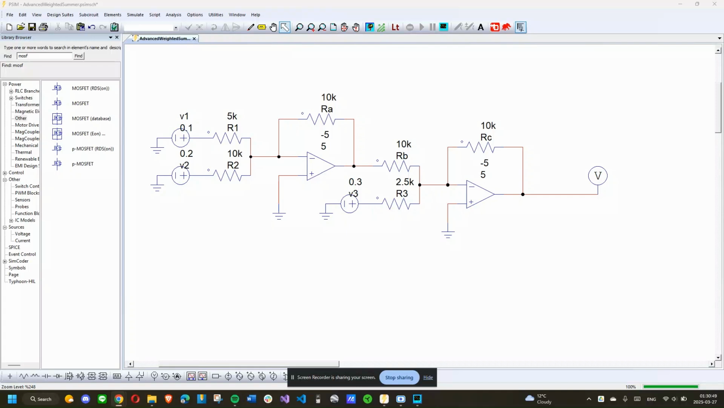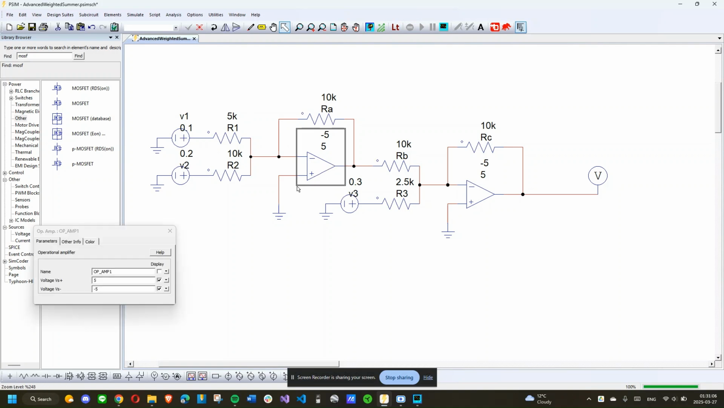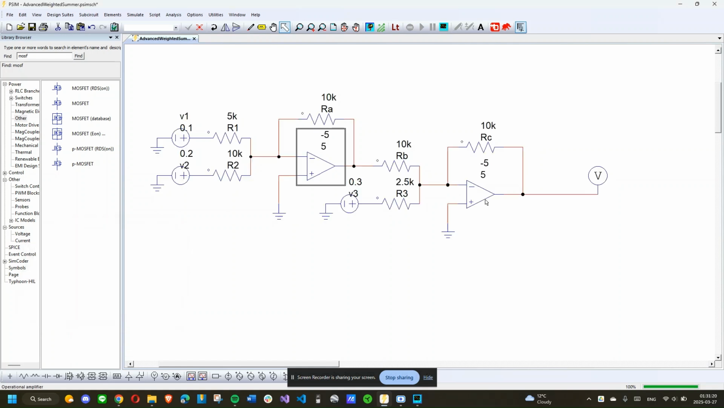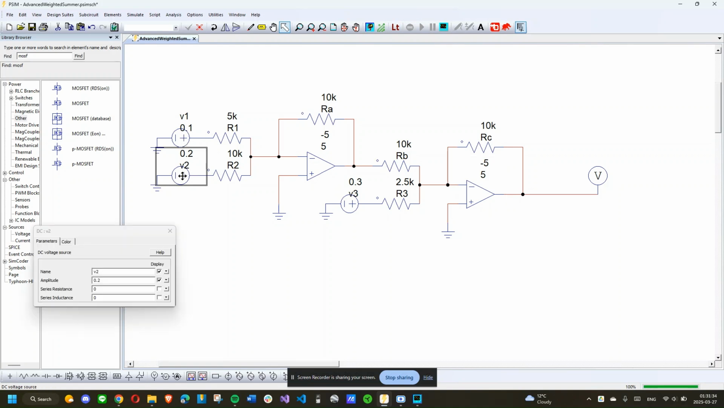So now we have the simulation for this advanced weighted summer circuit in the simulation software called Psim. I have recreated the circuit topology here, and I have used the default, which is basically the ideal op-amp, and I have selected the power supplies for the op-amp to be 5 and negative 5 volts on each rail. We'll test the first case, when we arbitrarily picked V1 to be 0.1, V2 to be 0.2, and V3 to be 0.3.